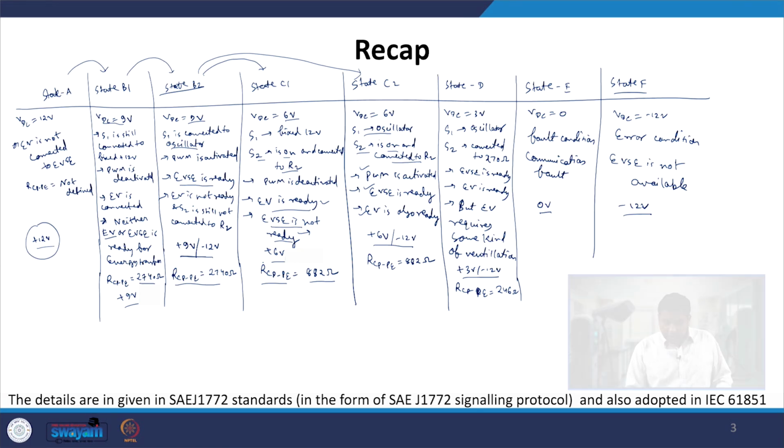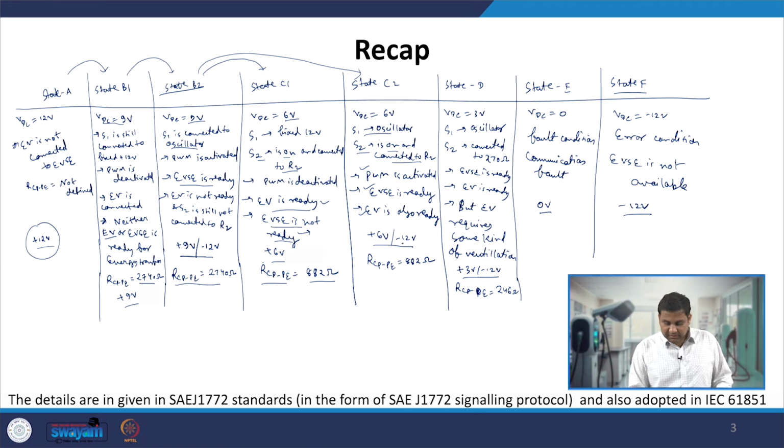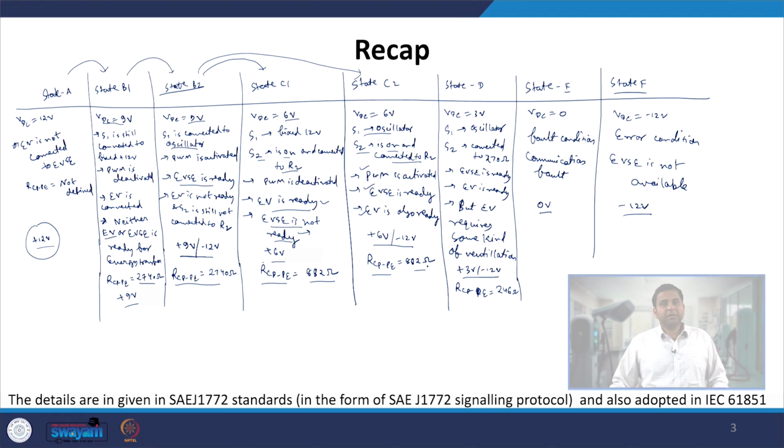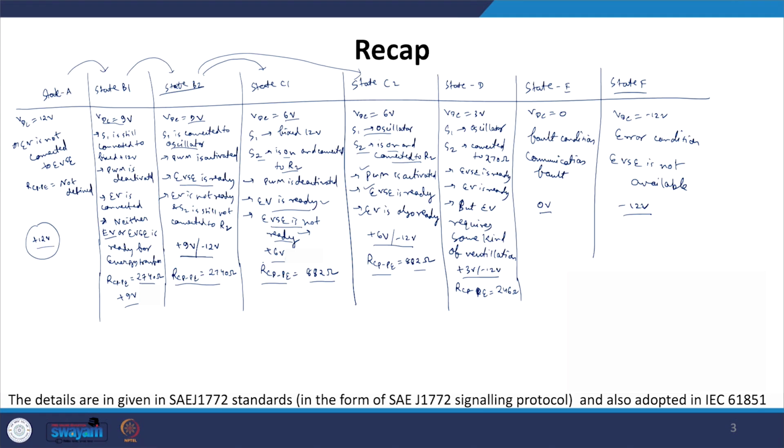And the PWM has a positive voltage level of plus 6 volt and negative voltage level of minus 12 volt, and the resistance between CP and PE is 882 ohm. It is because the 2740 ohm resistance comes in parallel with your 1.3 kilo ohm resistance. So, because of that our resistance between CP and PE pin will be 882 ohm.